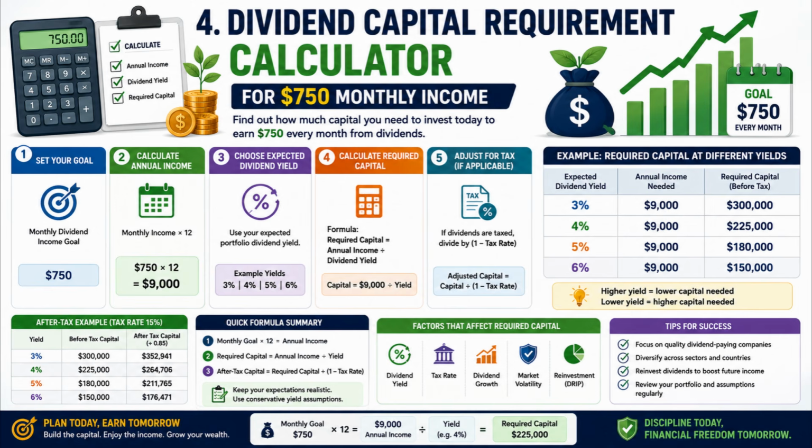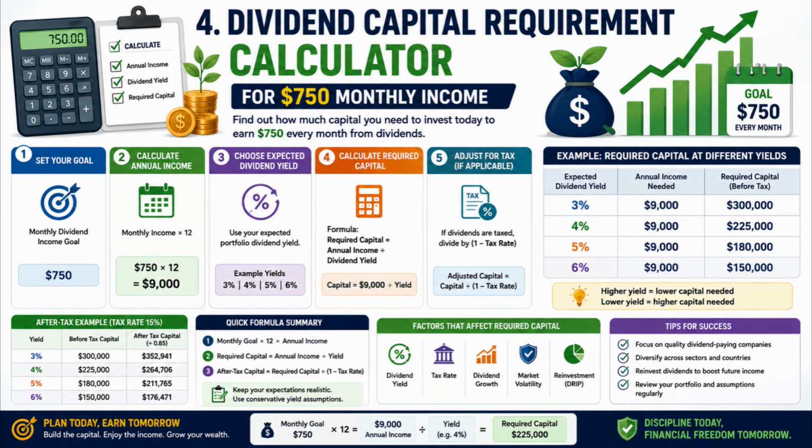However, dividend yield is not the only factor that affects the required capital. Tax rates, dividend growth, market volatility, and dividend reinvestment can also influence the final result. For example, growing dividends may increase future income without requiring the same level of additional investment. On the other hand, dividend cuts or falling company earnings may reduce the income generated by the portfolio. In addition, reinvesting dividends through a dividend reinvestment plan, also known as a DRIP, can help purchase more shares. Over time, those additional shares may produce more dividends and support long-term compounding.